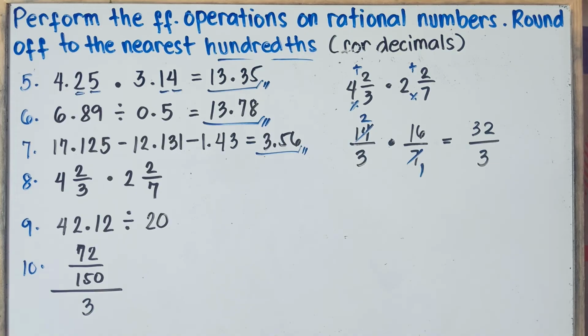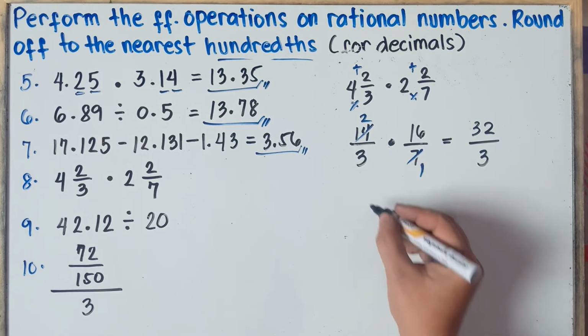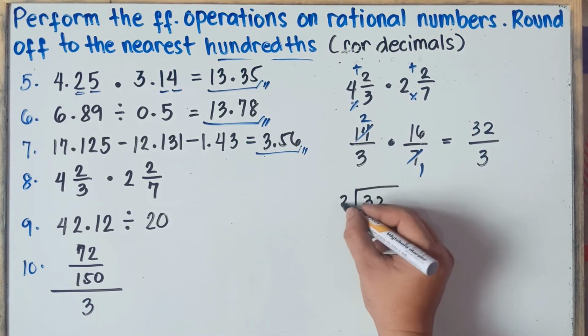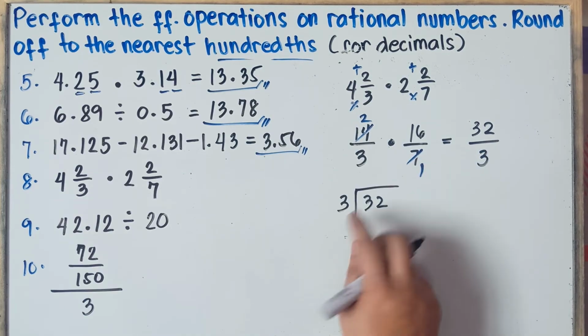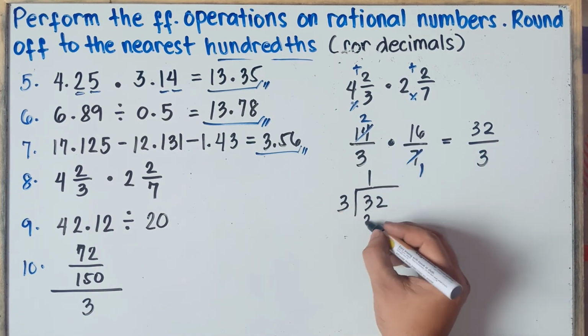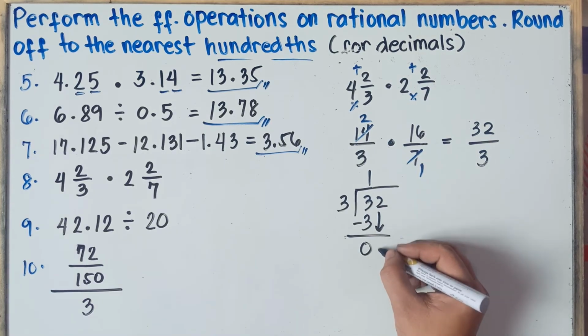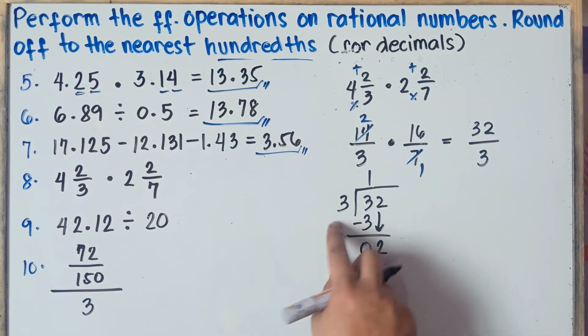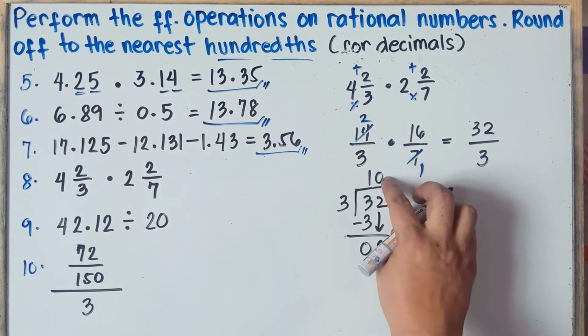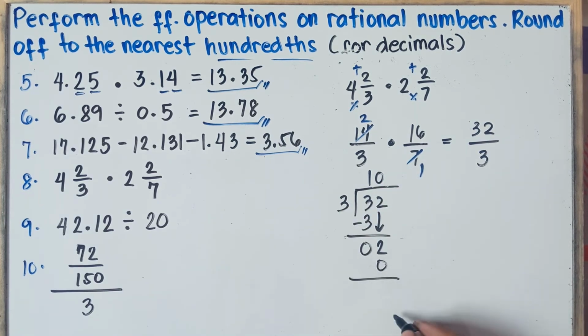We need to convert this one into a mixed number. So simply divide 32, divide 3. 3 divided by 3 is 1. 1 times 3 is 3. Subtract, 3 minus 3 is 0. Bring down 2. 2 divided by 3, that is 0. This cannot be. That is 0. 0 times 3, 0. And then 2 minus 0, that is 2.